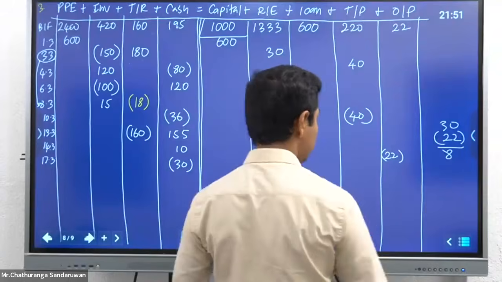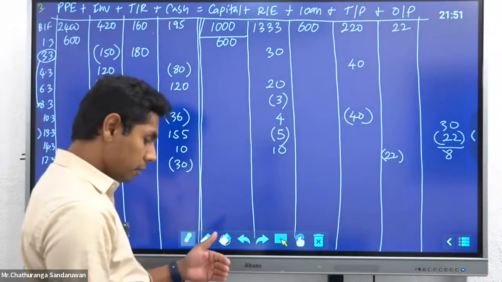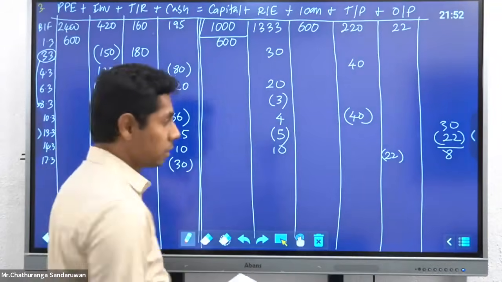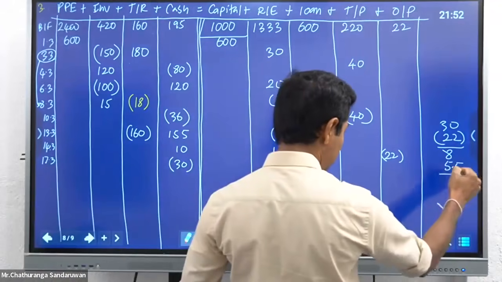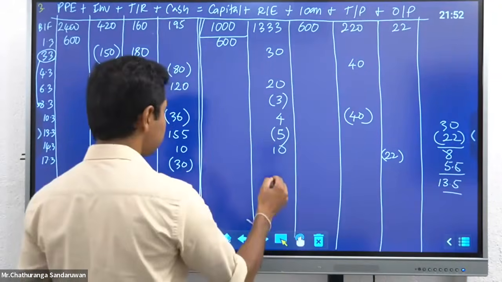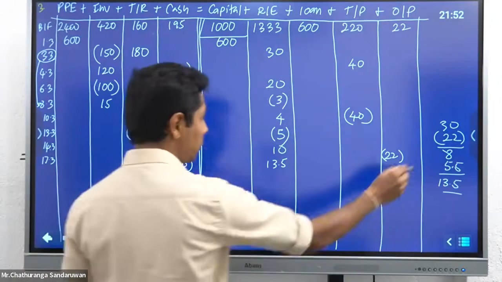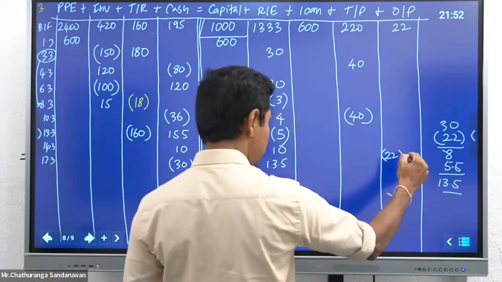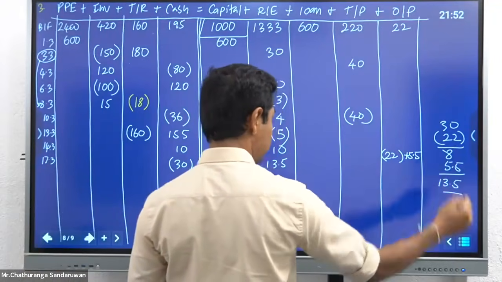Therefore, 8 is paid for the current month, right? And they say another 5,500 remain outstanding. So 8 paid for the current month, another 5.5 is payable. Therefore, total expense is 13.5. Retained earnings decreased by 13.5. And this 5,500 is outstanding. Therefore, add 5.5 here.